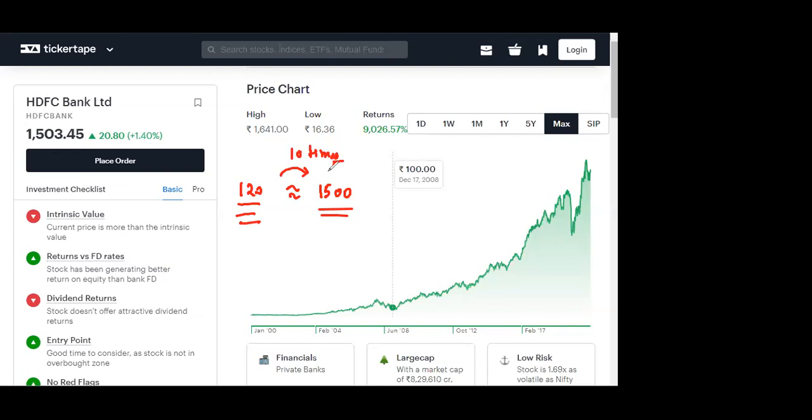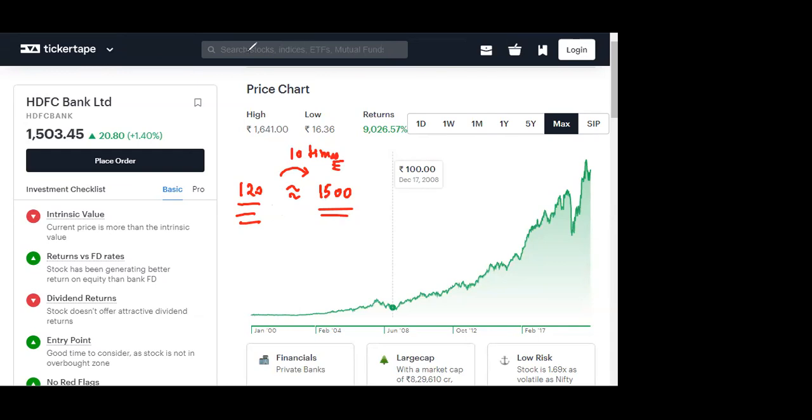Screen is not stuck, Tanushree? Yes or no? So keep on calculating. Everyone keep on calculating. HDFC was 120 rupees, and the current price is 1500.